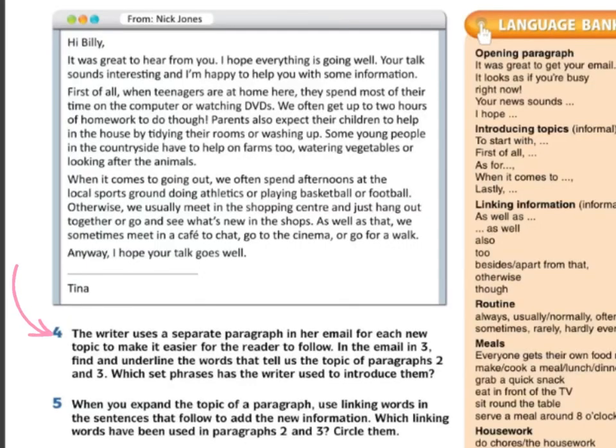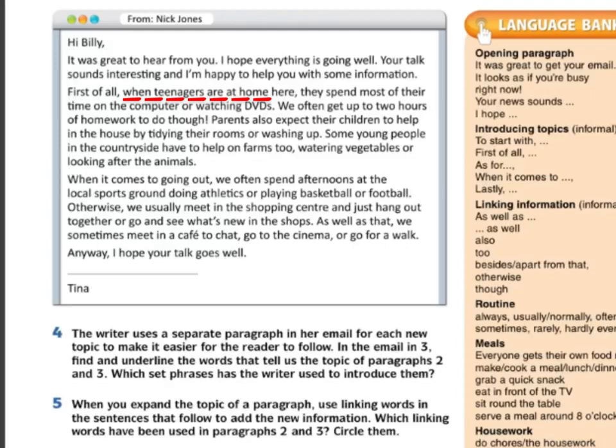Okay, let's look at question 4. The writer uses a separate paragraph in an email for each new topic to make it easier for the reader to follow. So, setiap perenggan di sini ada isi yang berlainan. Perenggan pertama ialah dia punya introduction, perenggan kedua ialah satu topik, dan perenggan ketiga satu topik lagi. So, in paragraph 2, mana satu dia punya topik di sini? It's when teenagers are at home. Di sanalah dia punya main topic. So, dia cerita pasal teenagers lah.